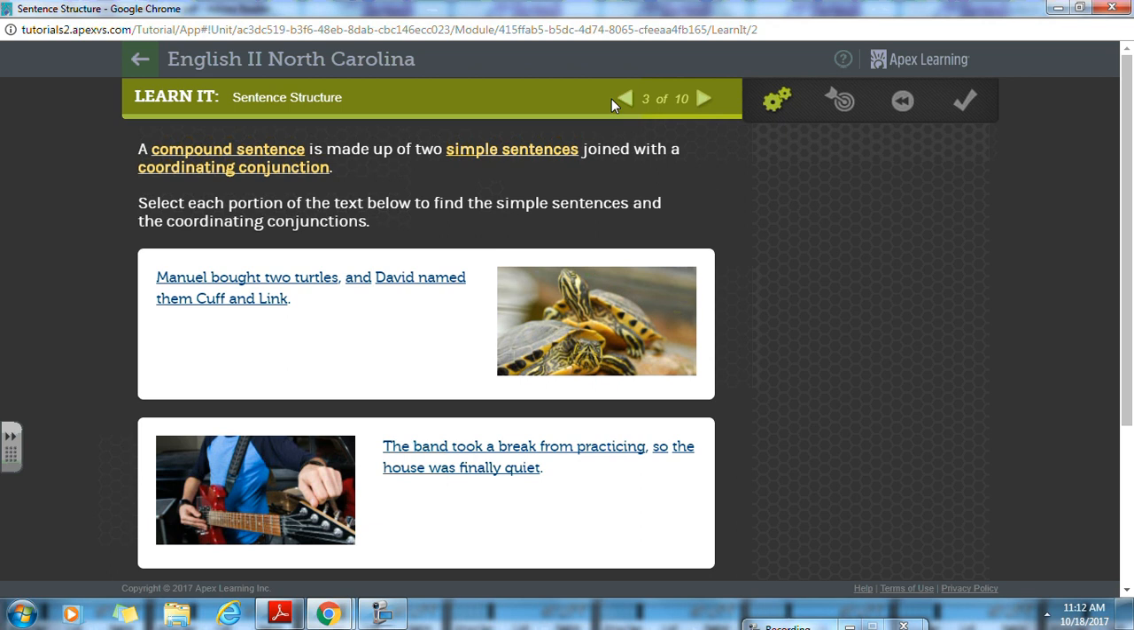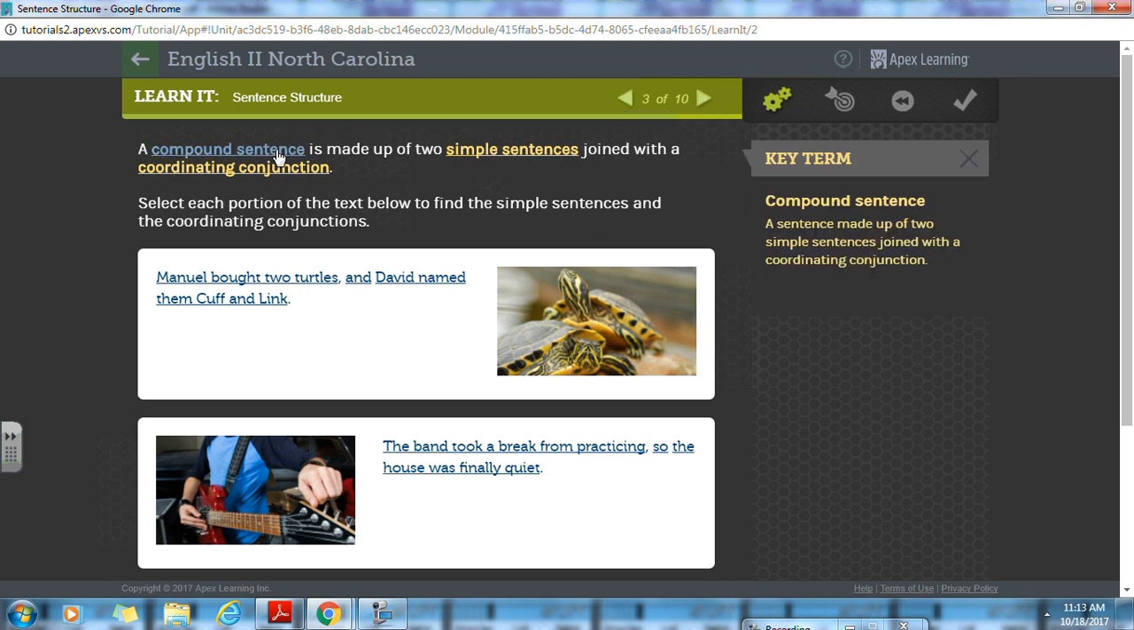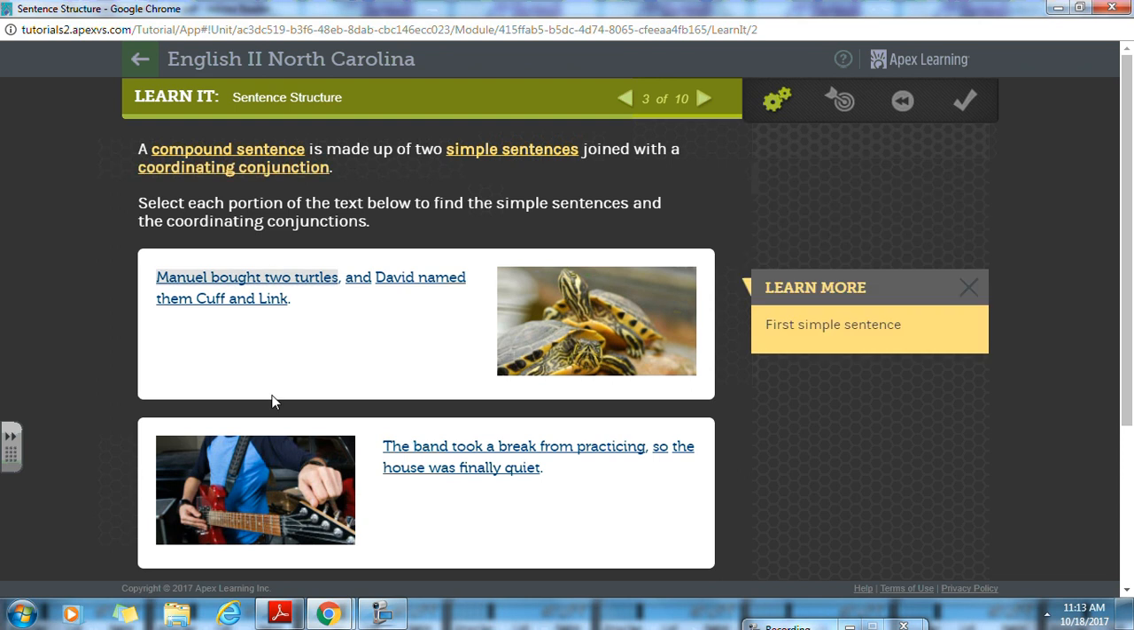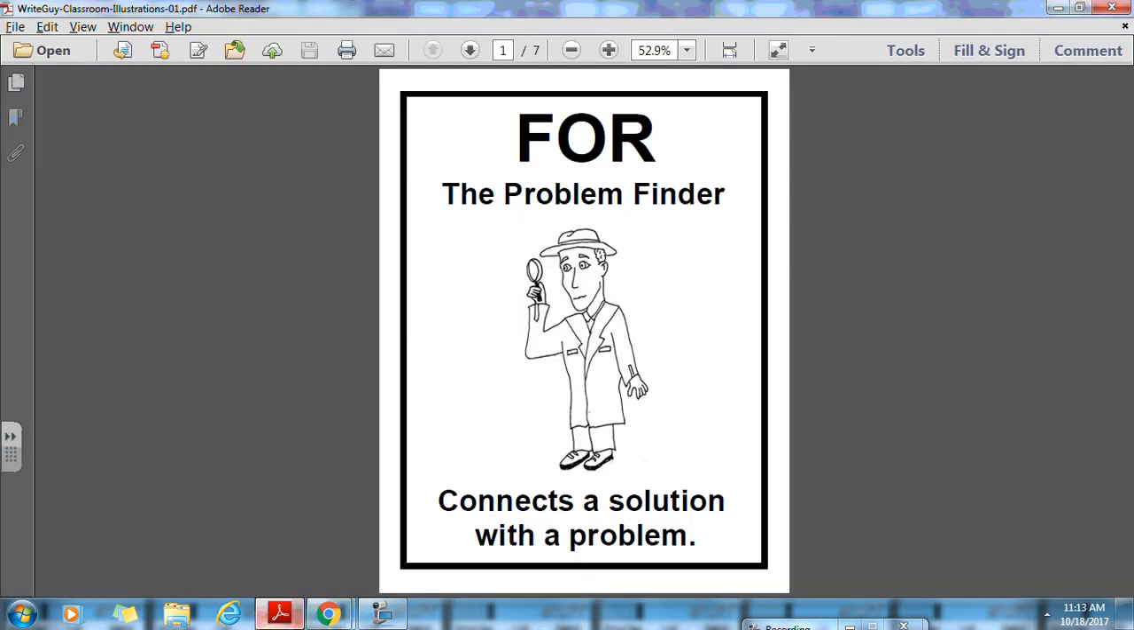Now, let's talk about a compound sentence. So a compound sentence is made up of two simple sentences joined with a coordinating conjunction. You're like, what? A coordinating conjunction, aka a fanboy. So let's quickly review the fanboys. So the first fanboy or coordinating conjunction is for. For is the problem solver. It connects a solution with a problem.